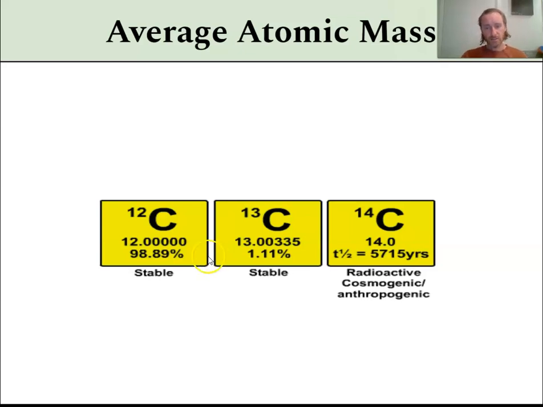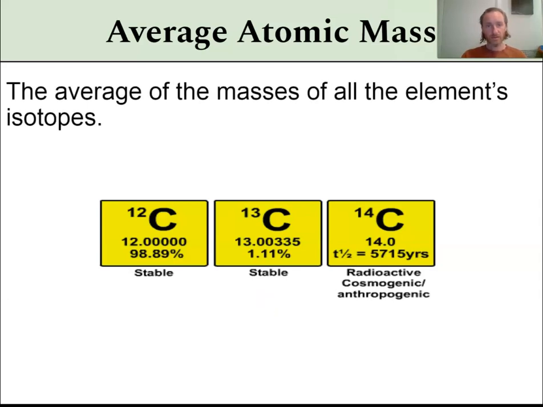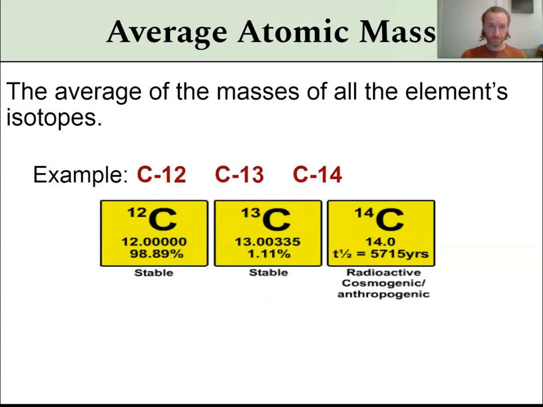Well, the reason is we've got to account for the fact that if we look at carbon, most of it is carbon-12, but not all of it. Some of it is carbon-13, some of it is carbon-14. And so 1.11% is carbon-13. So we really should account for that. Carbon should not have a perfect atomic mass of 12, rather a decimal place. And that's an average that we call the average atomic mass. It's the average of the masses of the element's isotopes.